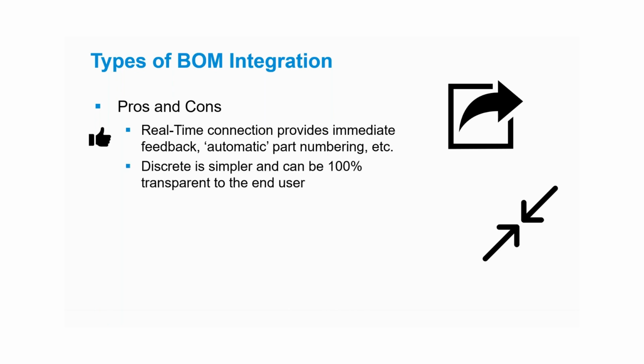Discrete is simple, right? And it can be 100% transparent to the end user. As long as I've done my due diligence when creating my BOM, and everything looks good, you could have rules in your PDM system to make sure that properties are correct and whatnot. I just go about my normal work, and when I'm done with my normal process, say when I release my assembly in Vault, the BOM just goes somewhere and I don't have to do anything else or worry about it, right? So that can be very good.